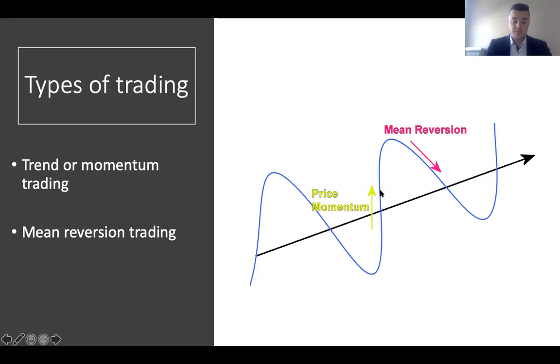Likewise, mean reversion is the idea that prices fluctuate around the trend, and if values deviate far from the trend, they will reverse and get back to the trend. In the example here, let's say the market is here, which is very far from the trend. We would assume that it will go back to the trend. So we will likely sell and bet that the market will go down.